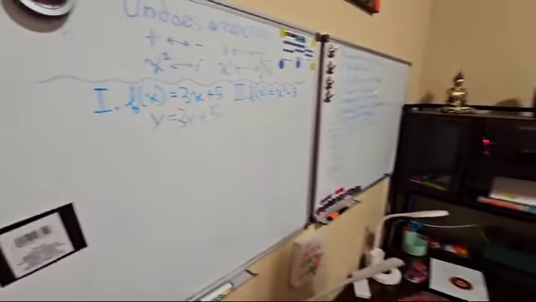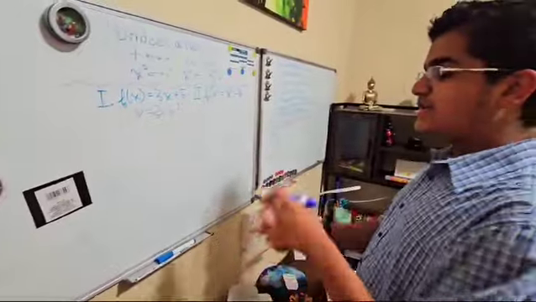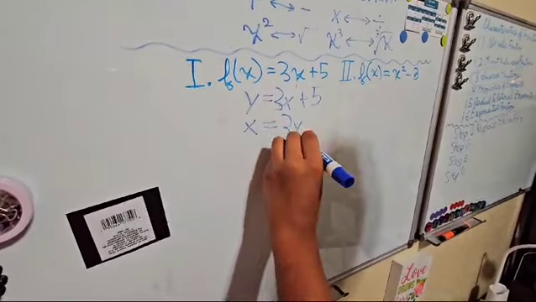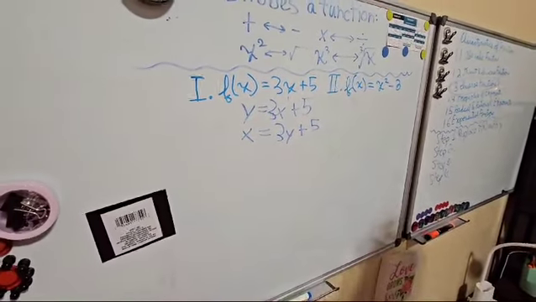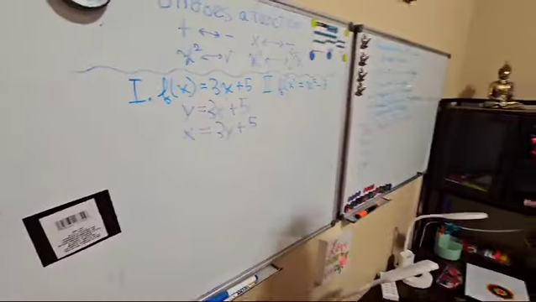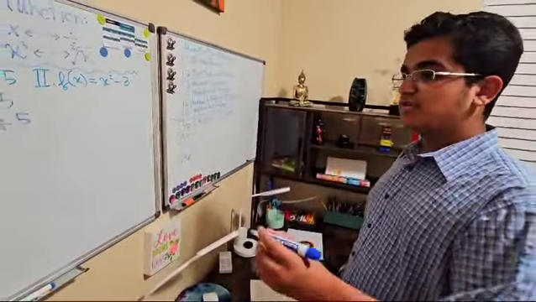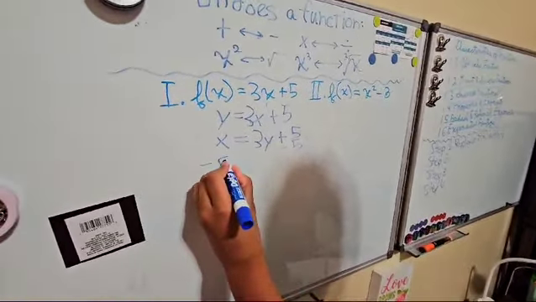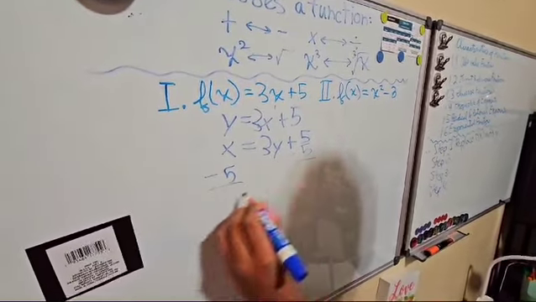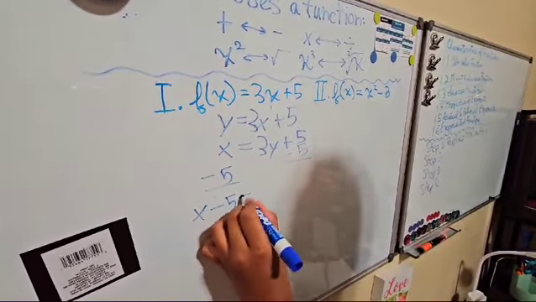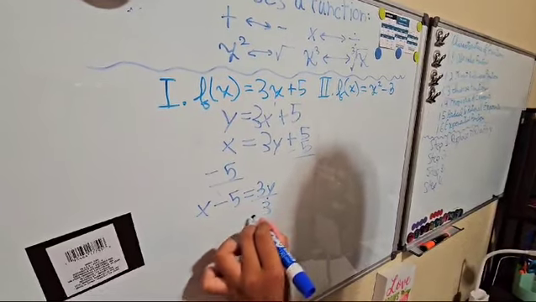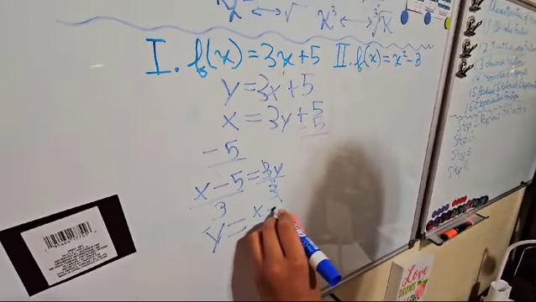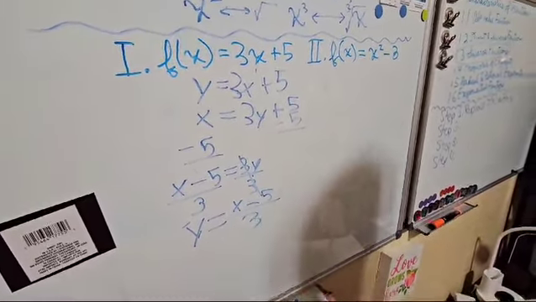Step 2 is to switch x and y. In this example, x is equal to 3y plus 5. Now this may seem odd at first, but the third step is to solve for y. So subtract 5 on both sides, and then divide by 3 on both sides. These two cancel out, so y is equal to x minus 5 divided by 3.